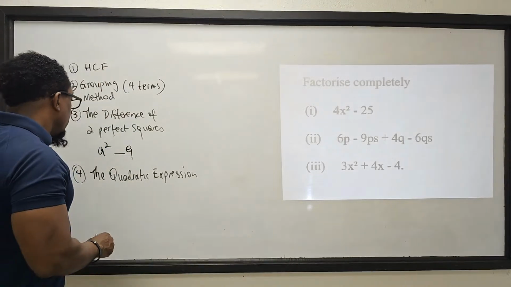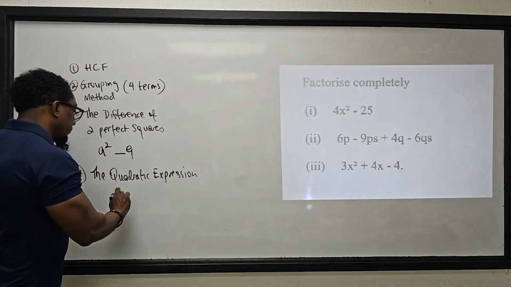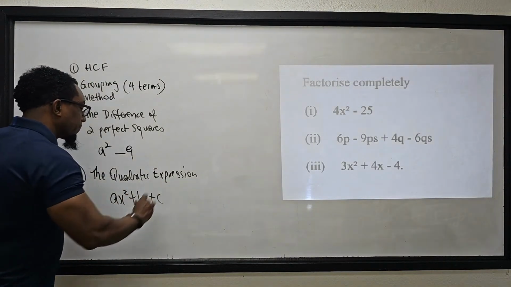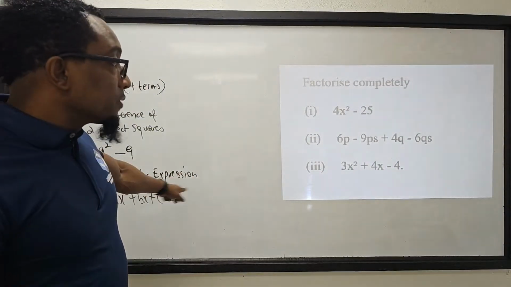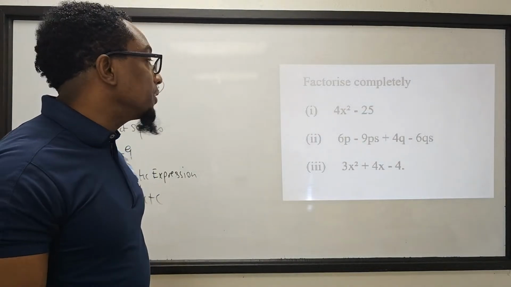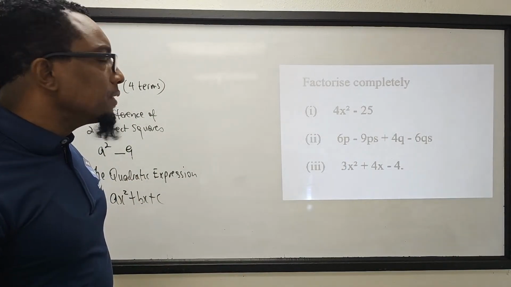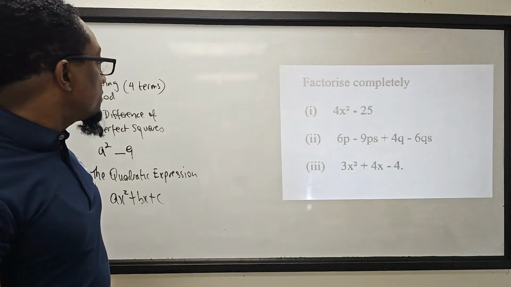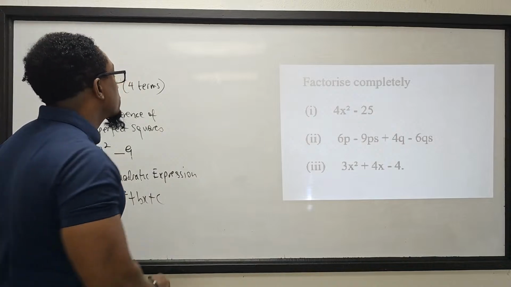The fourth method is the quadratic expression, which is always of this form. And the third is of that form. So I'm going to factorize that expression and use the method of the quadratic expression. So let's factorize. So we have stated the methods, and let's factorize using the method shown. So 1.